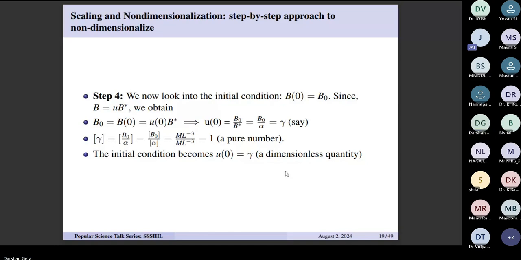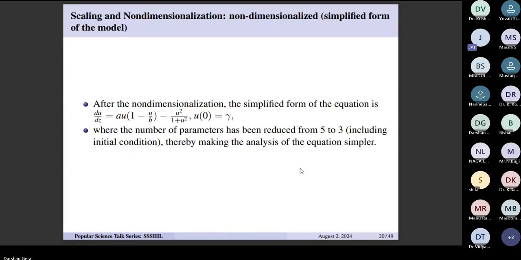Let us check the dimension of this gamma. The dimension of gamma is again 1, so it is a pure number. So the initial condition is dimensionless now. What we have finally obtained by non-dimensionalizing this model is a model having only 2 parameters A and B, and the initial condition is also dimensionless.